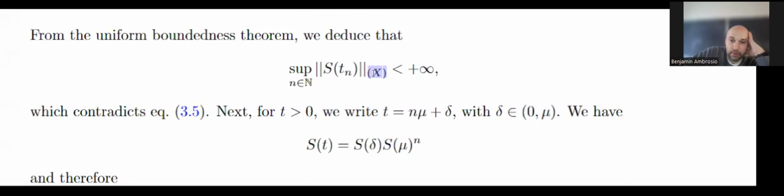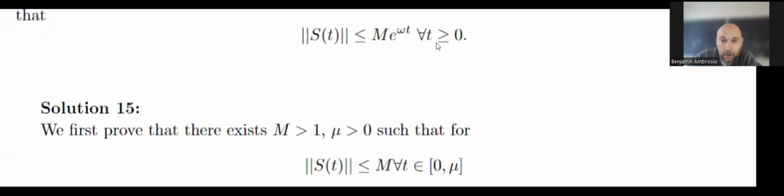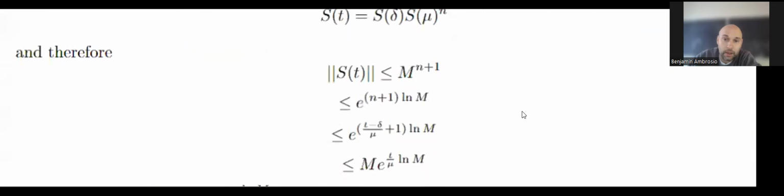Okay, there's a typo here. So finally, I have that this inequality holds. Now what I'm looking for is this estimate, which is for all non-negative t. Here I have only an estimate for the interval (0, mu). How can I express any t in function of t belonging to the interval (0, mu)? I will write t equals n mu plus delta, like this.